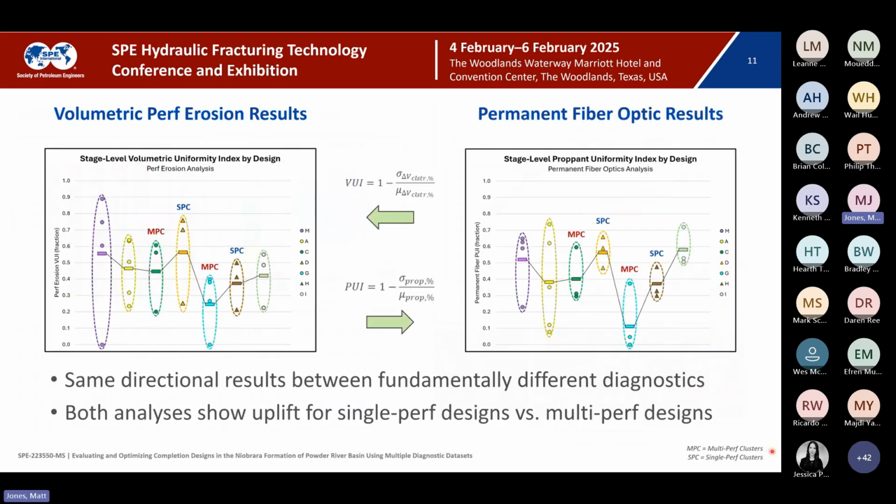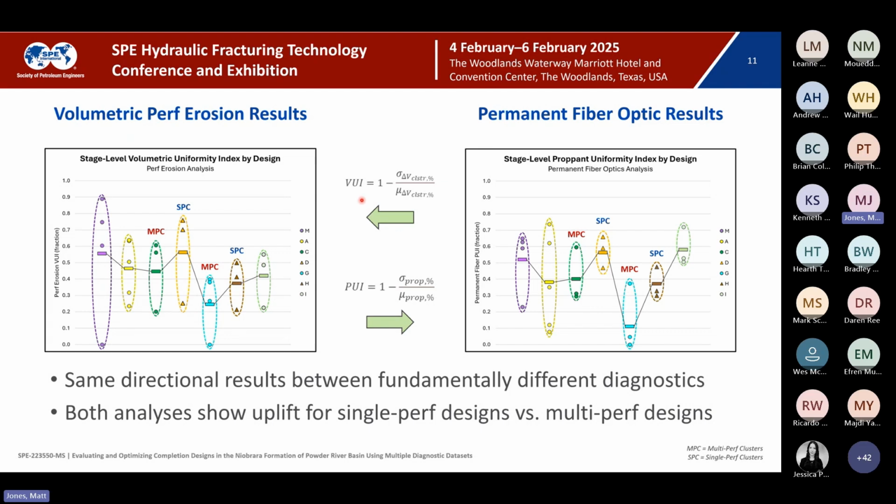Okay, so comparing the results between acoustic perf imaging and permanent fiber optic results. On the left, I have the results from volumetric perf erosion analysis. And again, the other SPE paper that we published and that I presented last week really goes into the details on how this is done. This is showing the calculated volumetric uniformity index from 0 to 1. So again, 0 being very poor, imperfect treatment uniformity, 1 being perfect. VUI is calculated as 1 minus standard deviation over mean, where standard deviation and mean are the percent of volumetric growth per cluster relative to the total volumetric growth per stage.